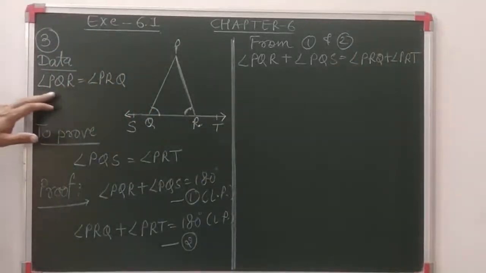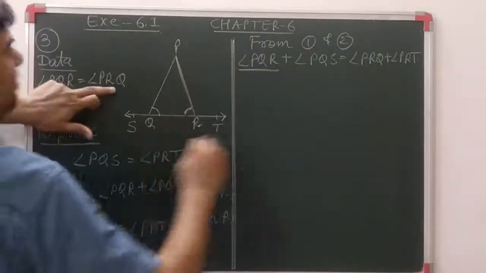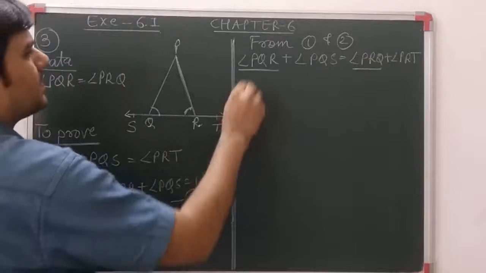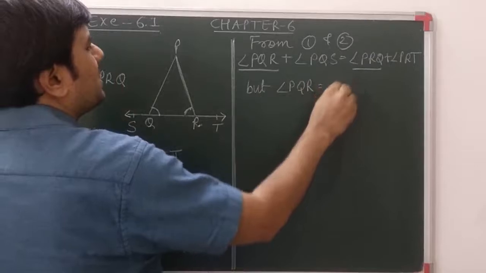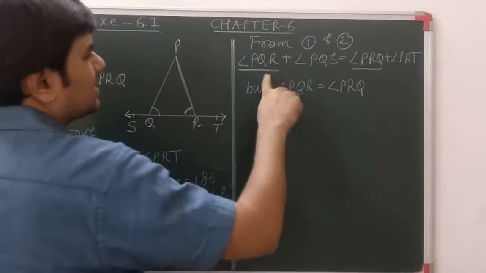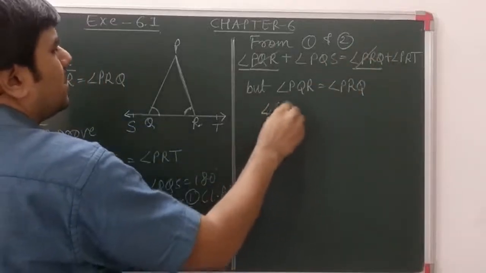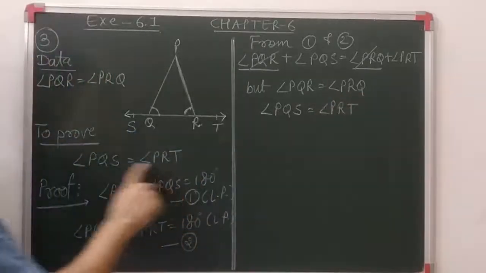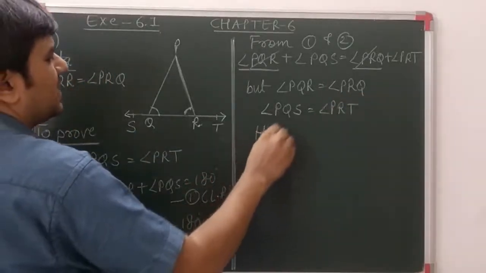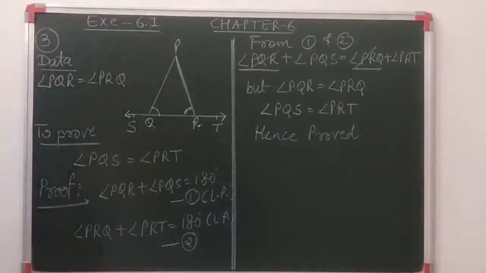Now let's come to the data that is given. Look at the data: PQR and PRQ are given as the same. So we can say that PQR is the same as PRQ. As both are the same, we can cancel them. So the remaining is PQS and PRT. This is what we were required to prove. So at last we can write: hence, it is proved.